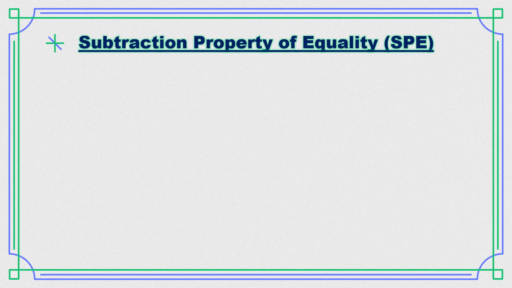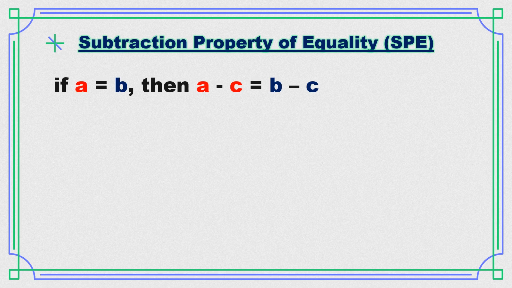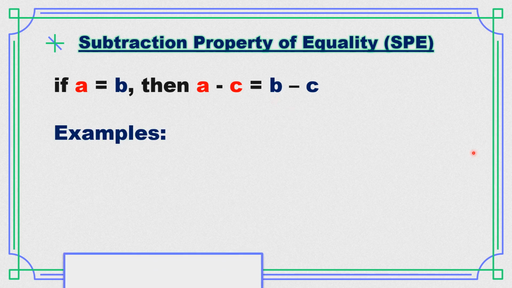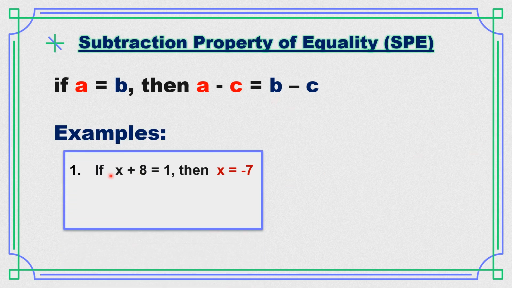Okay, yung second property natin ay yung subtraction property of equality or SPE. Kapag SPE, ito ay if A is equals to B, then A minus C is equals to B minus C. So, parang addition lang din kanina, pero ang pinagkaiba nito yung operation niya. Kanina plus, dito naman minus. Kaya ano yung example nito? So, example, if x plus 8 is equals to 1, then x is equals to negative 7.